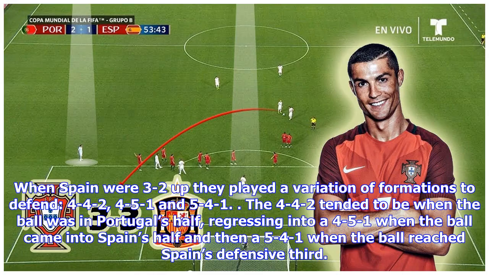When Spain were 3-2 up they played a variation of formations to defend: 4-4-2, 4-5-1 and 5-4-1. The 4-4-2 tended to be when the ball was in Portugal's half, progressing into a 4-5-1 when the ball came into Spain's half and then a 5-4-1 when the ball reached Spain's defensive third.